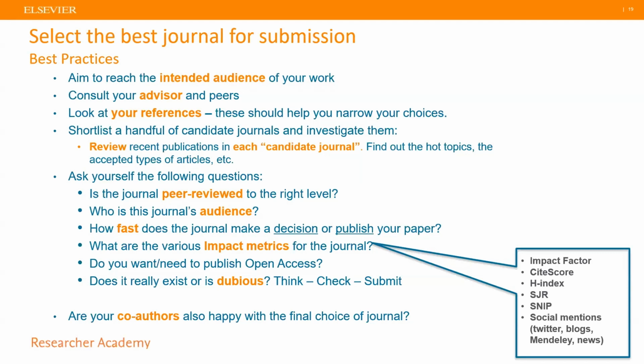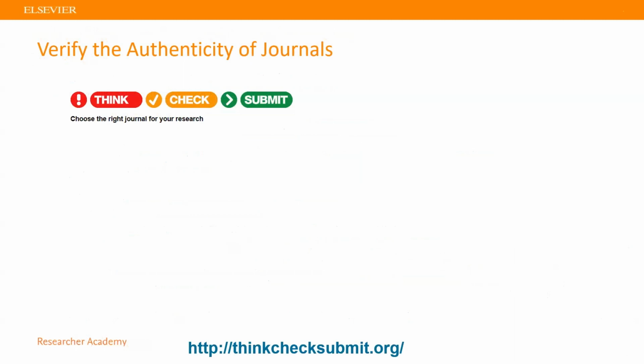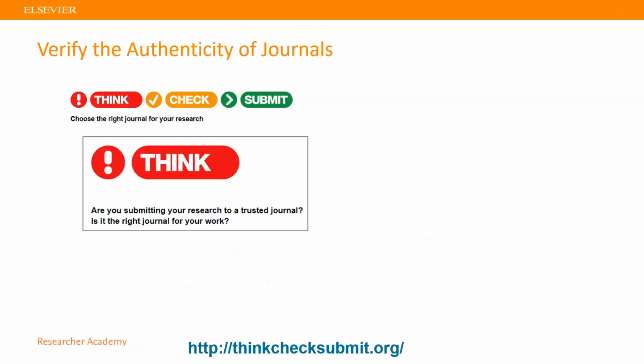Now, one way of checking that a journal is authentic in its nature is using Think, Check, and Submit. And this is an initiative by a group of organizations such as DOAJ, COPE, BioMed Central, and so forth, and some of the publishers. And it really goes into thinking about the journals that were just recently launched. Are they the right outlet for your research? Maybe they don't have an impact factor yet. Is that important to you or not?